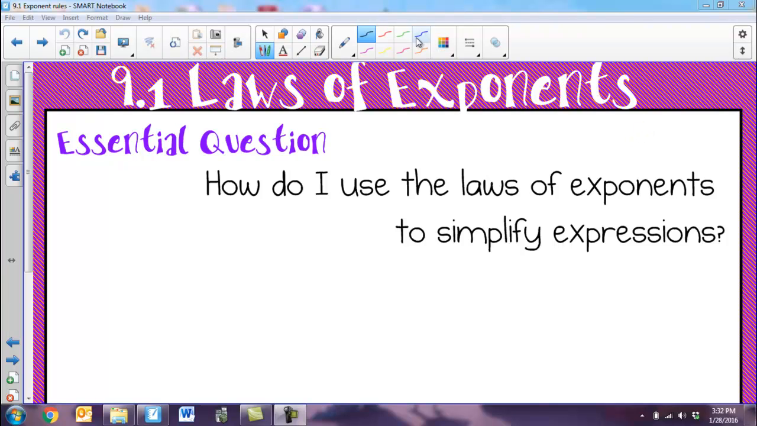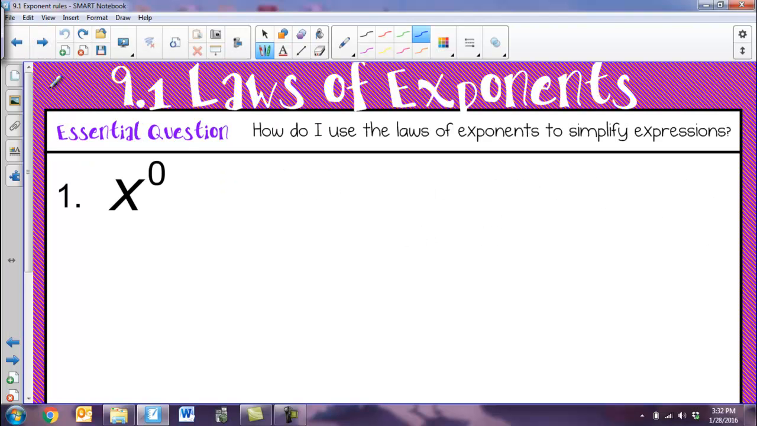Hey guys, today we are going to start reviewing a little bit of the laws of exponents so we can continue on with the logarithms unit. So we're going to review how to use the laws of exponents to simplify expressions. There's a lot of different rules that we're going to go over, but a lot of them are very intuitive. The first one is the zero power.